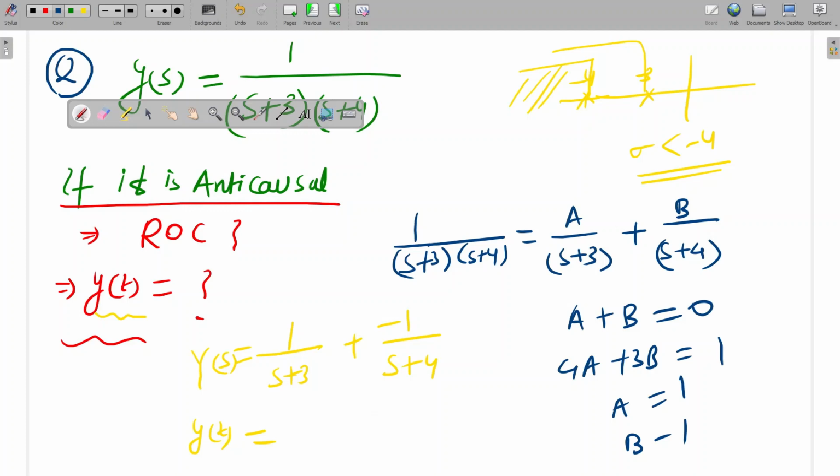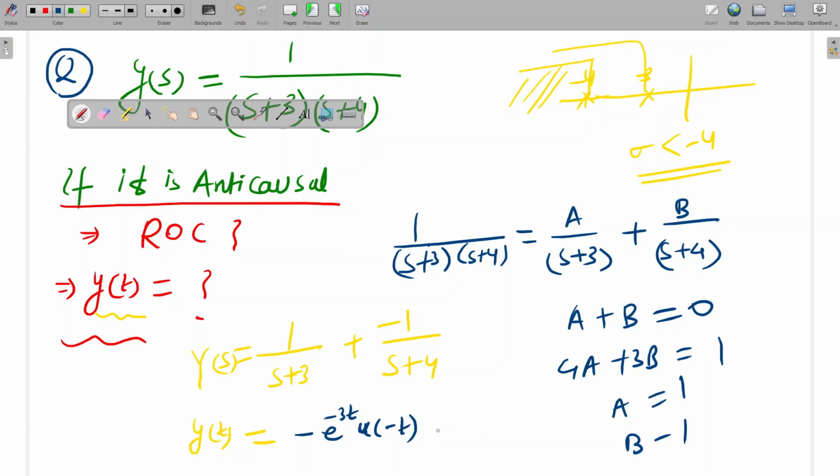Minus e to the power minus 3t, plus e to the power minus 4t. Here it will be u of t or u of minus t? Only u of t. U of minus t, sir. Okay, u of minus t.